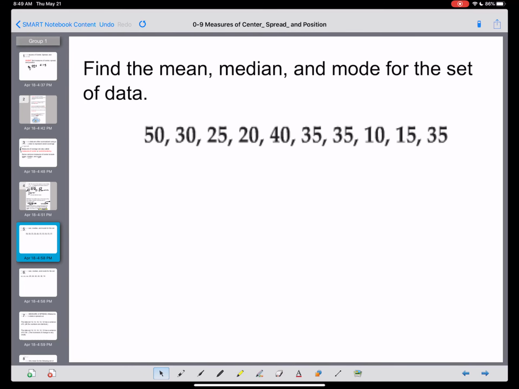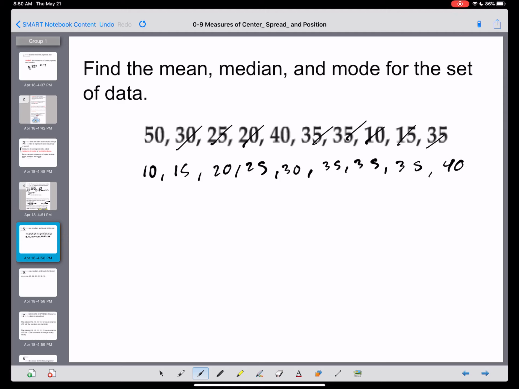Just going through this real quick. I want to find the mean, median, mode. Okay, so my first step is I'm usually just going to write the numbers in order. So 10, 20, oh, totally forgot 15. 10, 15, 20, I think 25. What's next? 30, 35, 35, 35, 40, and 50.